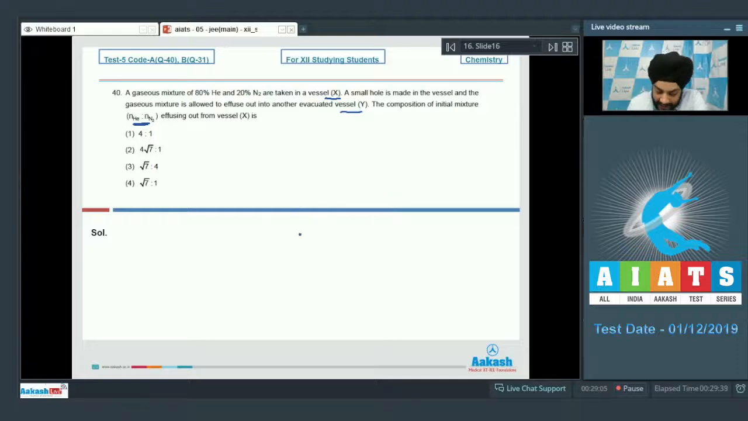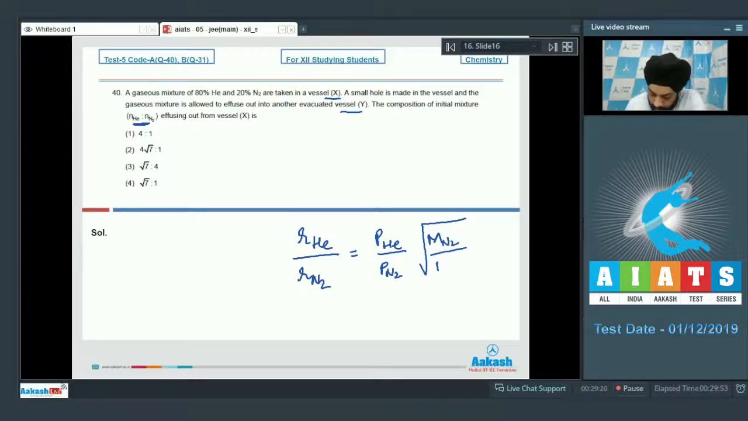Okay. So if you talk about the rate of effusion of helium to the rate of effusion of N2, students, we know that it is equal to pressure of helium upon pressure of nitrogen into under root of molar mass of nitrogen upon molar mass of helium. Okay. So since the gaseous mixture is 4:1 in He:N2, students, we can clearly see that the pressures are also going to follow this ratio, students. So it is 80 and this is 20. So this will come out to be equal to 4.